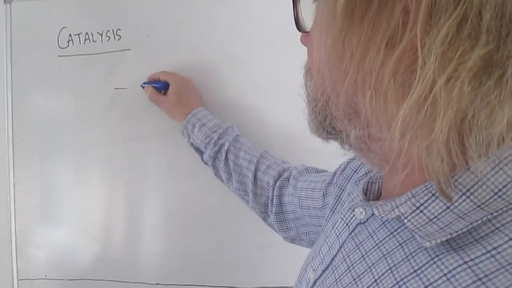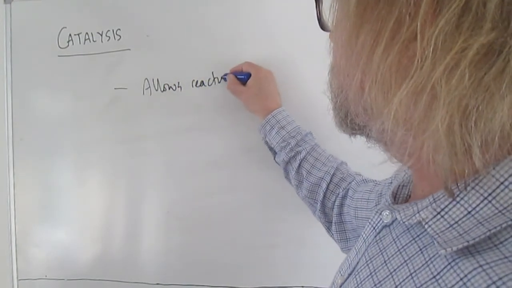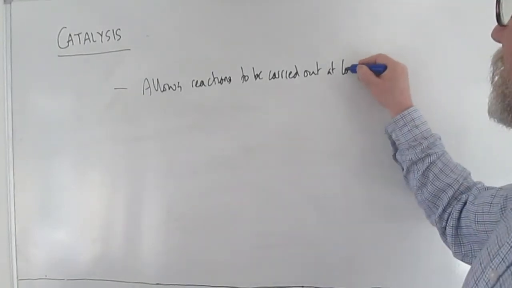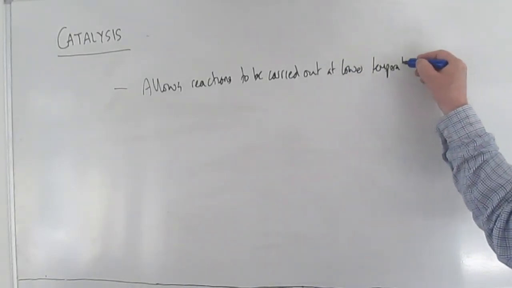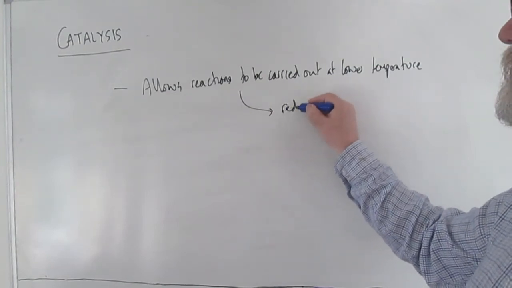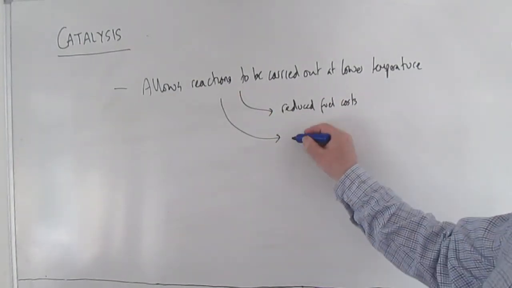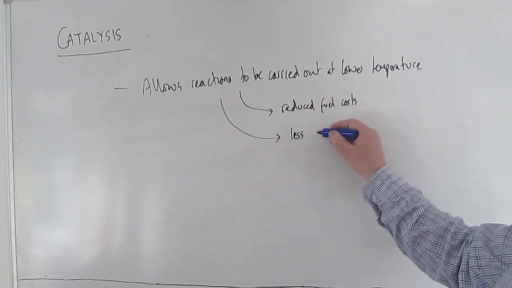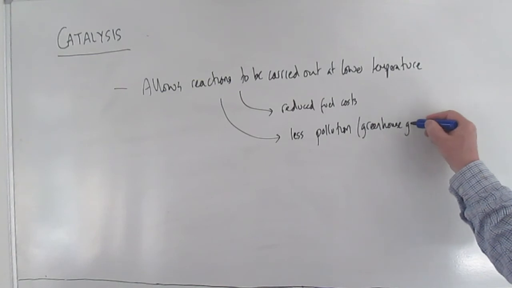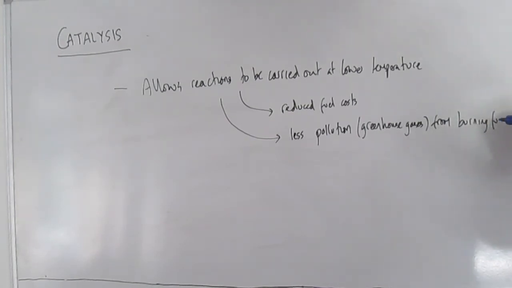One is that it can reduce your costs, because basically it allows reactions to be carried out at lower temperature, because obviously by speeding up the reaction using a catalyst, you don't have to speed it up by raising the temperature, and that really has two benefits. So you get reduced fuel costs, but also you get less pollution, greenhouse gases and so on from burning fuel, so it's environmentally advantageous as well as being economically a good thing. So that's the first thing.